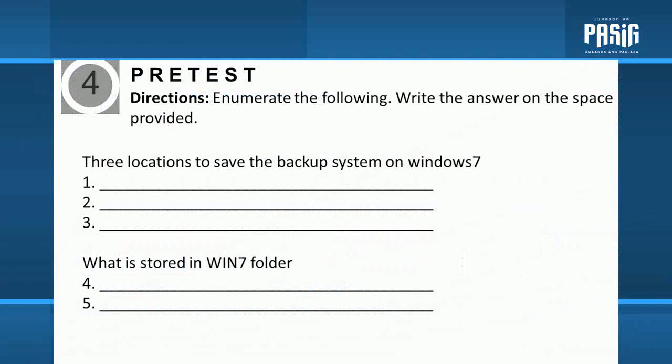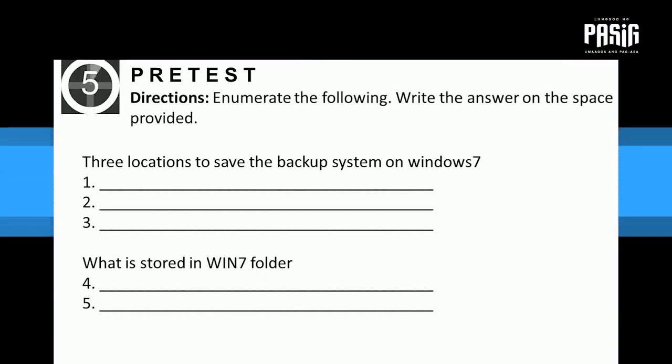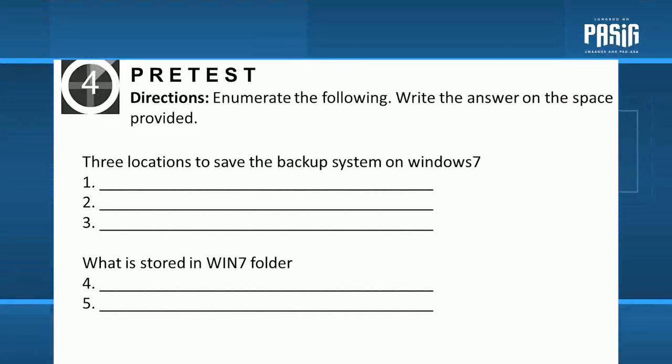Before we proceed to our lesson, let's answer the pretest. Directions: Enumerate the following. Write the answer on the space provided. The question is, 3 locations to save the backup system in Windows 7. The answer is 1. Hard disk drive, 2. Writable DVDs, 3. Network.